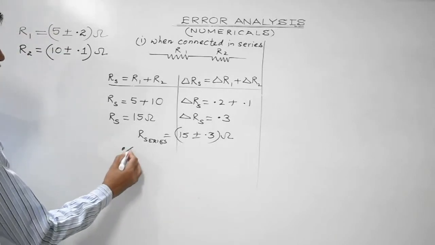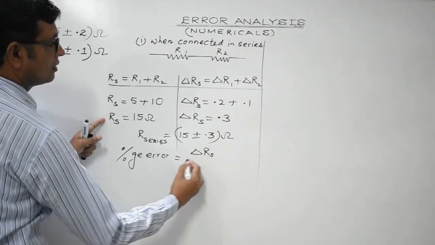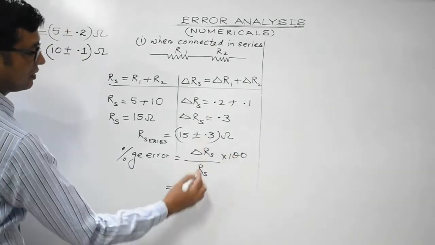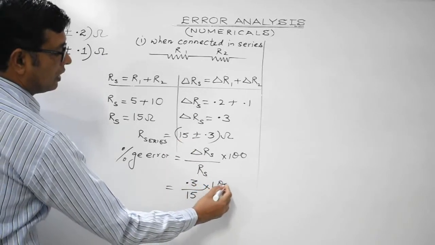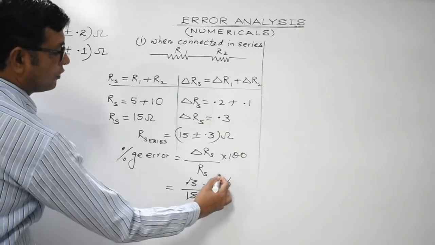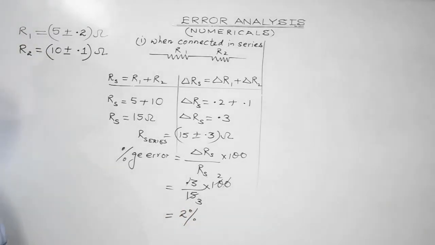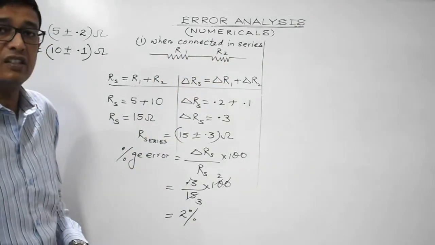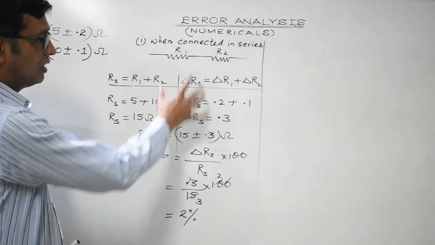Now let's find its percentage error. Percentage error would be del Rs divided by true value multiplied by 100. What is del Rs? It's 0.3. What is the true value of the series combination? It's 15, multiplied by 100. So this gets cancelled. 5 3s are 15, 5 3s are 10, 3 3s get cancelled. So we'll be left with 2%. Right? So when the 2 resistors are connected in series, the percentage error of the resultant resistance is obtained to be 2%. I hope it's pretty clear. It's very simple.